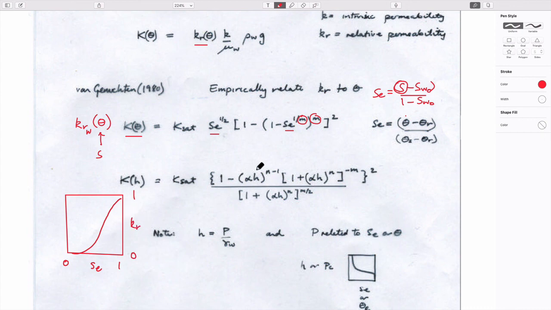It's only for the water phase. The air phase in the unsaturated zone we don't care about, because the conductivity in the air phase is so much higher than the water phase, because it's air that is the fluid that's going. And so typically we only care about the aqueous phase.